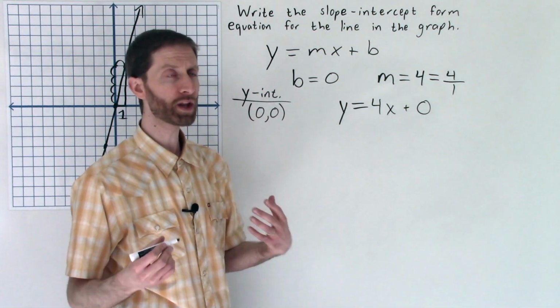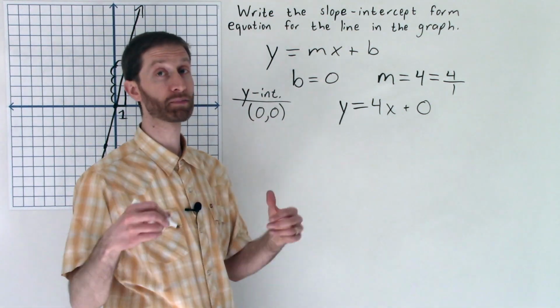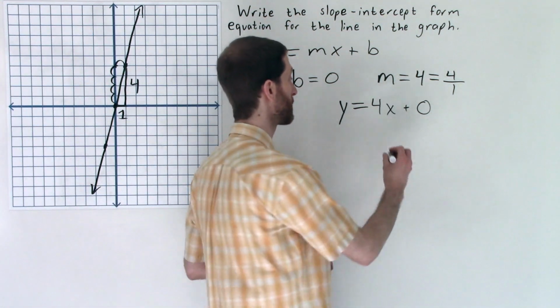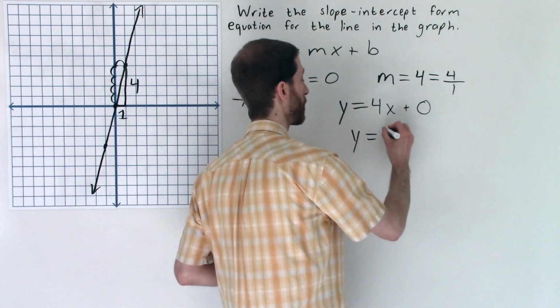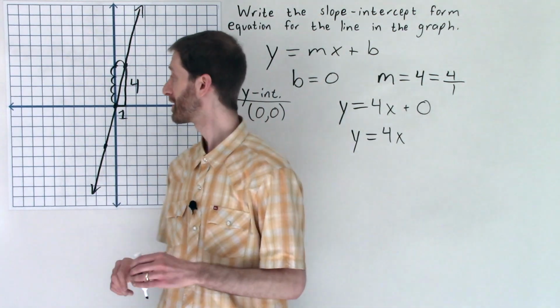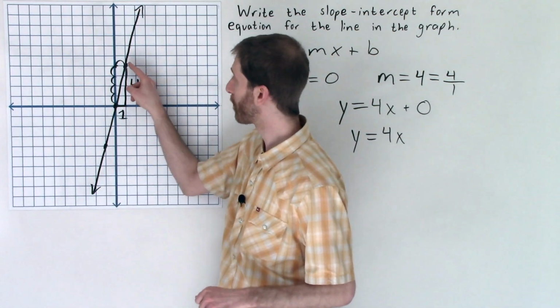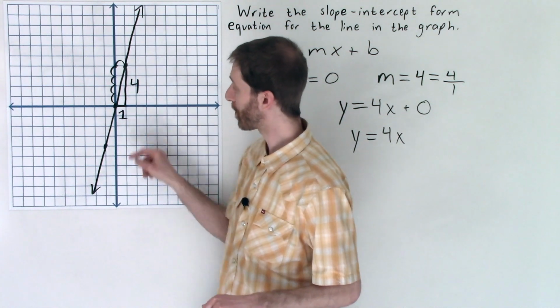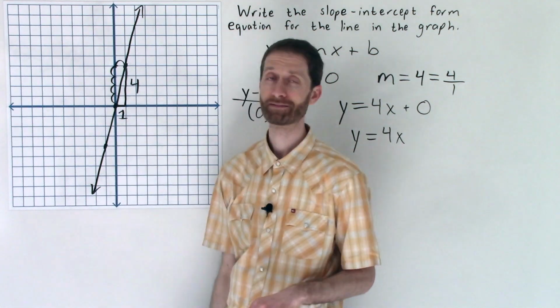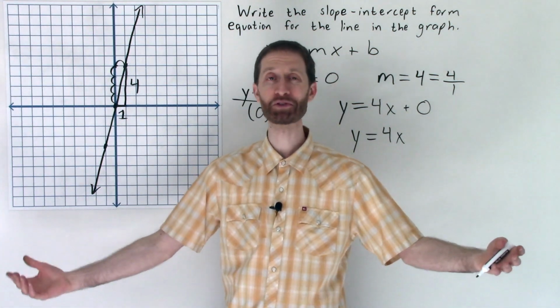Now, many teachers will not like that as an answer because that's not in simplest form, because technically, if I had 4x plus 0, that's the same as just saying 4x. So I would want you to write your answer as y equals 4x, which makes a lot of sense. For every one x value, we go up 4, over 1, up 4 to the next point, over 1, up 4, and we intercept at y equals 0. It's a beautiful thing, peeps.